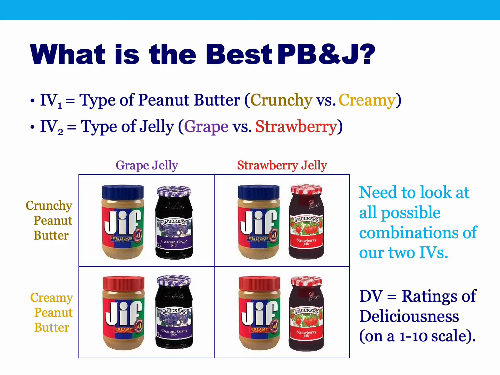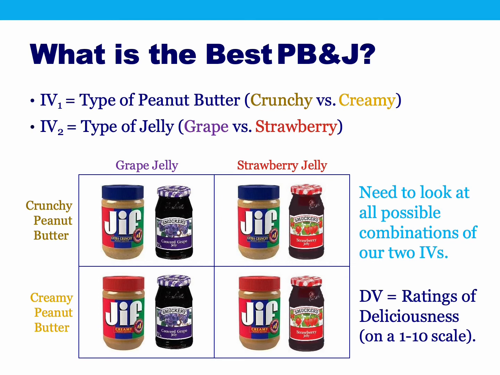Let's suppose that our research question is, what is the best type of peanut butter and jelly sandwich? We have two different independent variables. The first is type of peanut butter, and our two levels are crunchy versus creamy. Our second independent variable is type of jelly, and we're comparing grape versus strawberry.